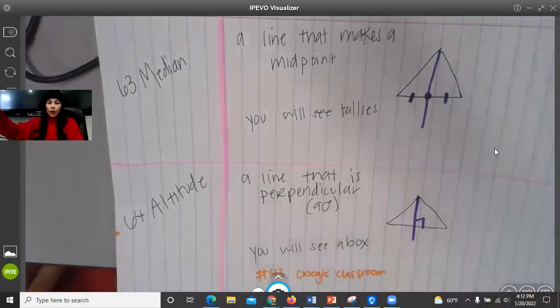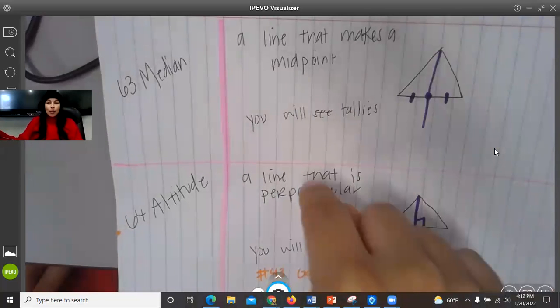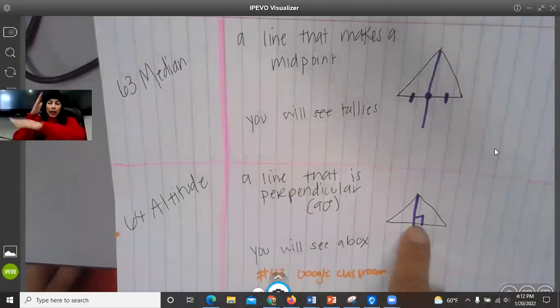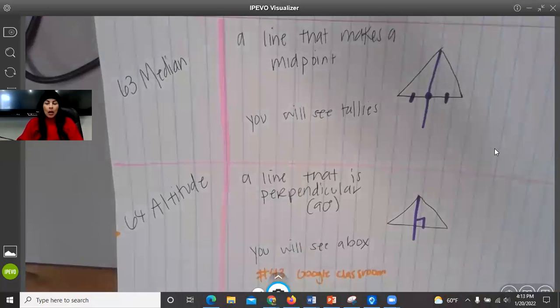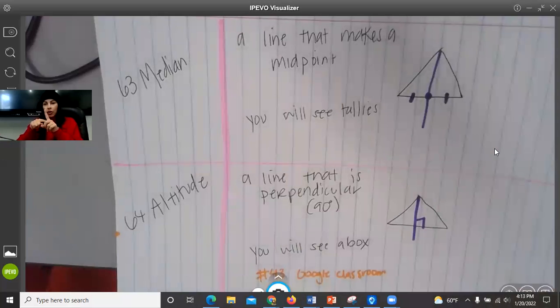And then 64 is the altitude. And so this means that's a line that's perpendicular. It doesn't have to cut it in half. It doesn't have to cut the angle in half. It just has to have 90 degrees when it intersects perfectly. And you're going to see a box for this one. So those are the four different lines. The perpendicular bisector, that one has two pieces, has to cross at 90 degrees, and it's the midpoint. The angle bisector cuts the angle in half. The median creates the midpoint, and then the altitude is at 90 degrees.